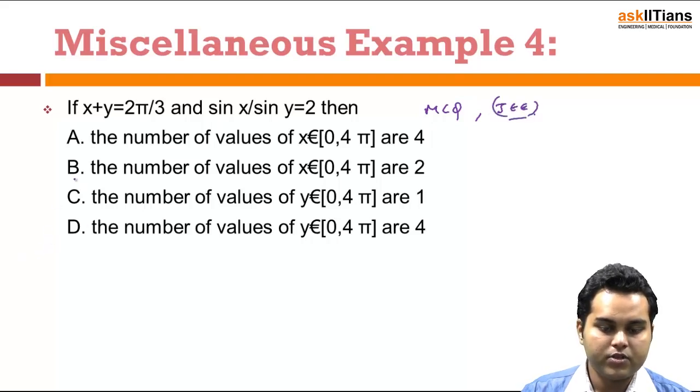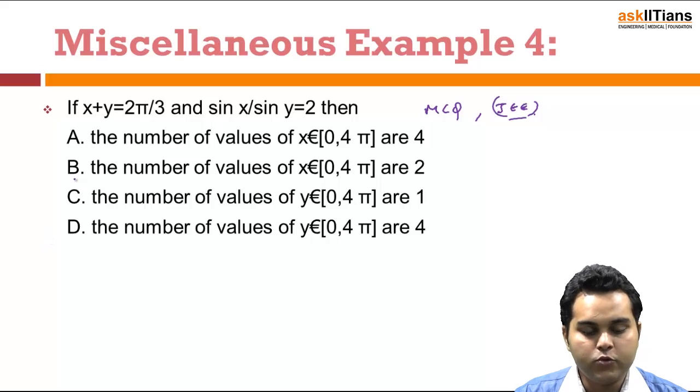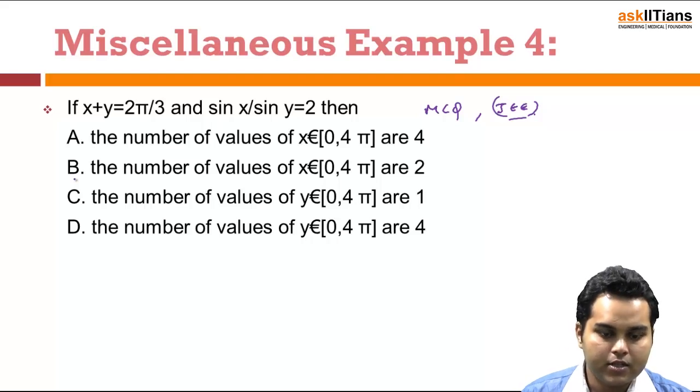In this, first let me explain what we have to do. We are given two equations and we have to find the values of x and y lying in the interval 0 to 4 pi, and we have to find the number of values that would be lying in this region that would be satisfying both the equations simultaneously.